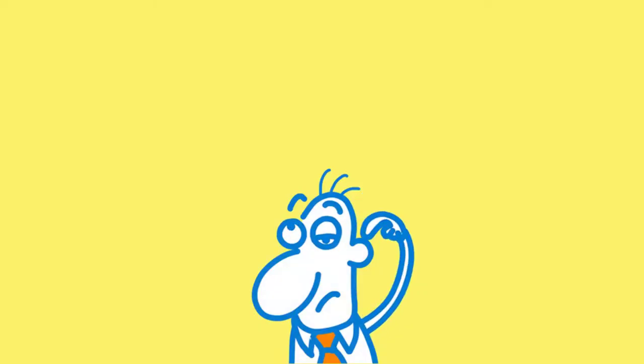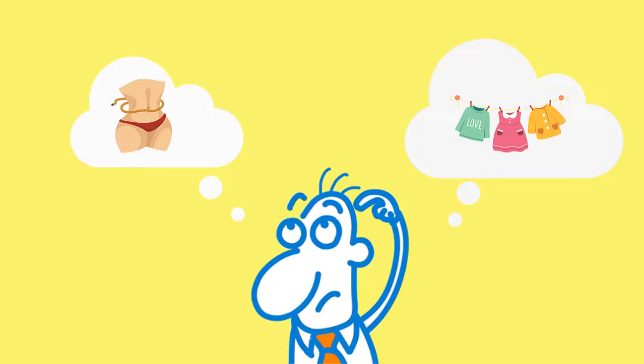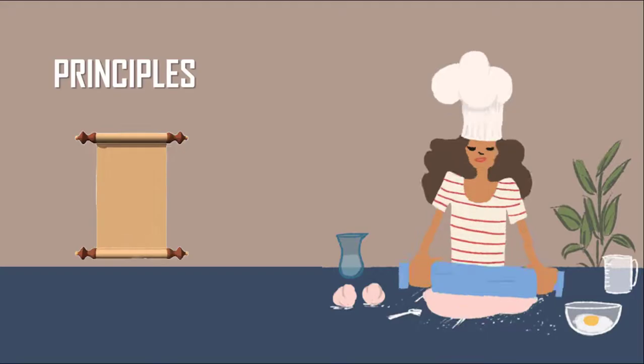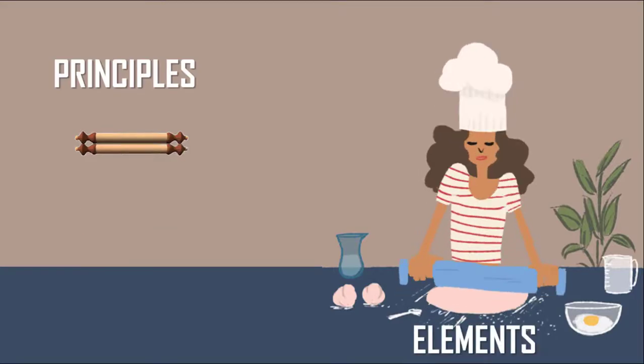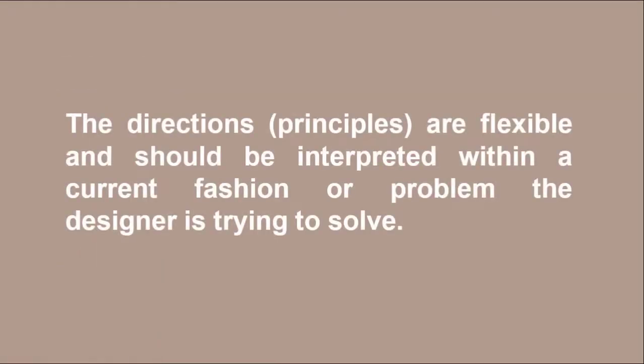When designing, there are several ideas or aspects of design that need to be kept in mind. These aspects of design can be categorized into two areas: principles and elements of design. One way to describe this is the principles are the directions for a cake recipe and the elements are the ingredients.